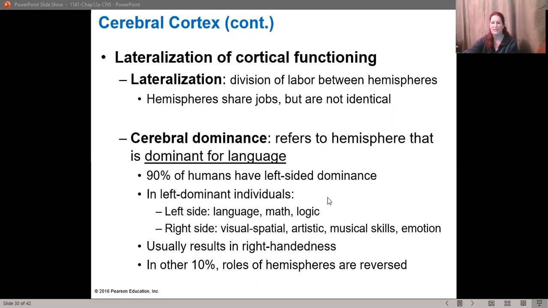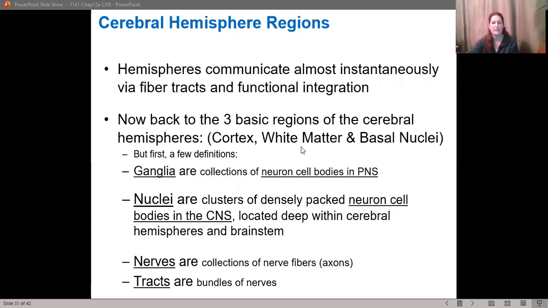So the other 10% have Broca's in their right side. These tend to be your more artistic or your more musically inclined individuals, and they do tend to be left-handed. Okay, and establishing hand dominance is actually a very important developmental milestone for kids. Hemispheres communicate almost instantaneously via fiber tracts and functional integration.